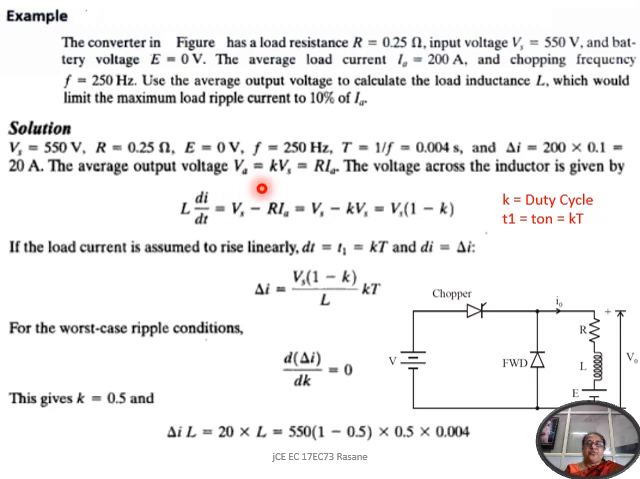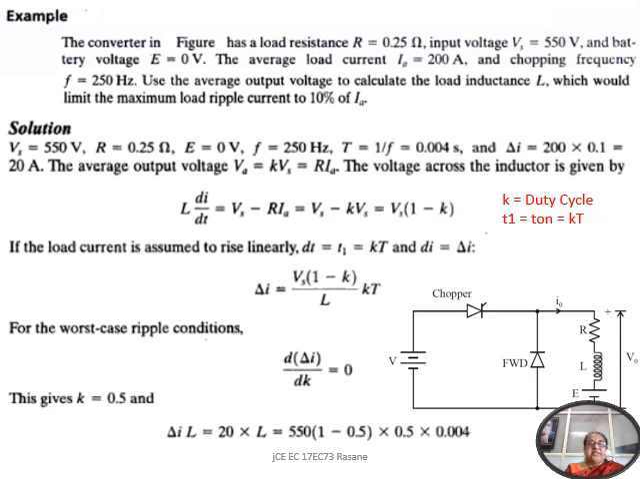So the average output voltage Va is K into Vs, which is equal to R into Ia. The load voltage across the inductor is given by, if you look at this waveform, this diagram, the KVL law: L into di by dt is equal to Vs minus R into Ia, which is equal to Vs minus K into Vs, which is Vs into 1 minus K. So the voltage across the inductor will be Vs into 1 minus the duty cycle.